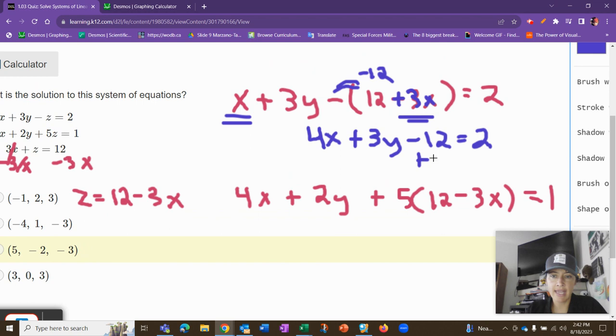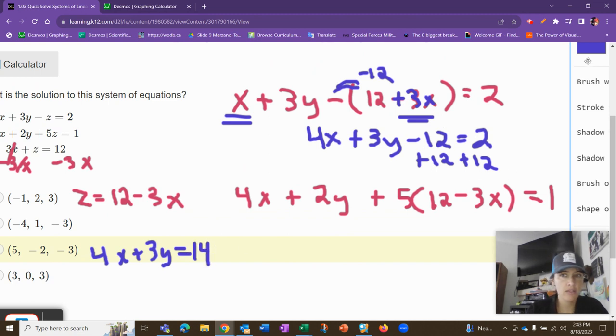Let's go ahead and just add that 12 to both sides. Right, so that way I'll have 4x, and we'll come over here, 4x plus 3y is equal to 14. And remember, I added to both sides because it was minus 12. All right.